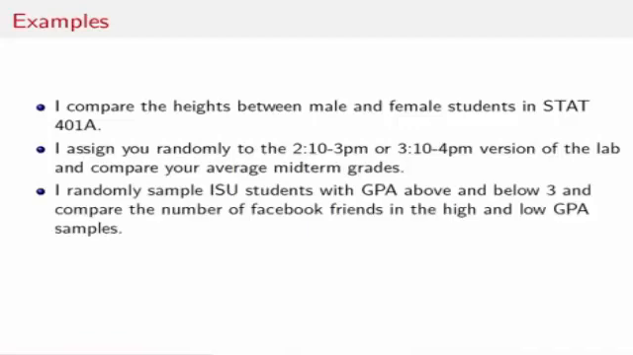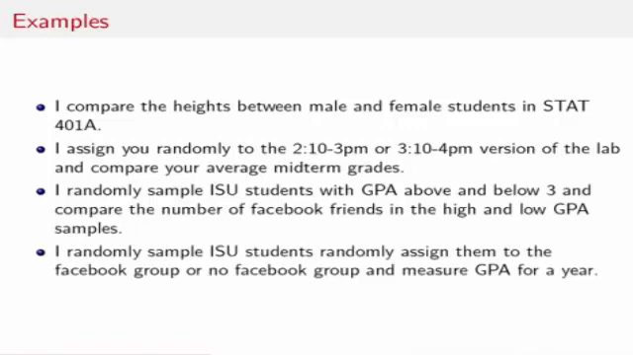On the opposite side, if I randomly selected Iowa State students and I put them into two different groups, we'll call these the treatment groups, those who have a GPA above 3 and those who have a GPA below 3, and then I looked at the response being the number of Facebook friends that each individual has. Well, now I've randomly selected individuals from the population, so I can generalize to the whole Iowa State student body population, but I've not randomly selected the treatment, that is the GPA being above or below 3, to individuals. So I cannot make any causal statement about the link between GPA and number of Facebook friends.